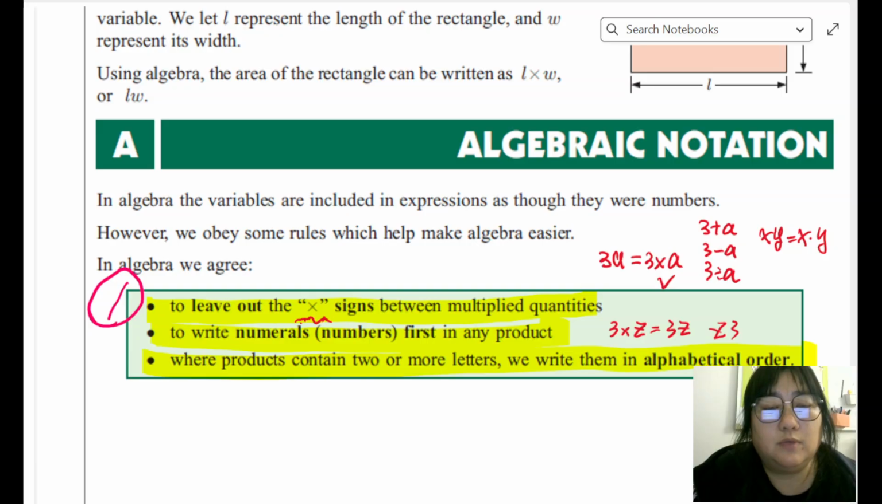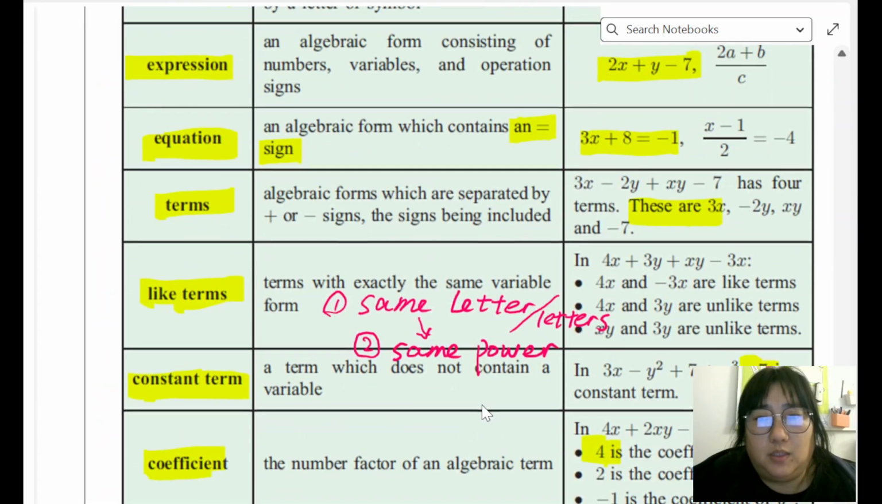And rule 3 is if we have 2 or more letters, you have to write them in alphabetical order. So you always see A, B, C, but the result we won't write down is C, A, B or C, B, A, okay? So those are the 3 algebra laws you have to know before we study algebra. And after that, it will be keynotes 2.